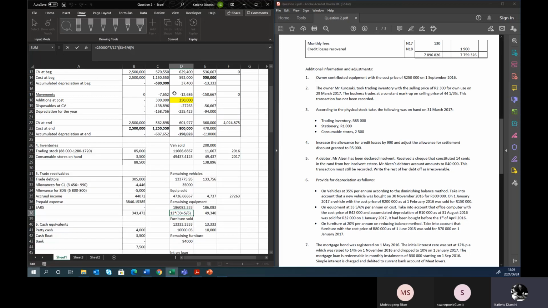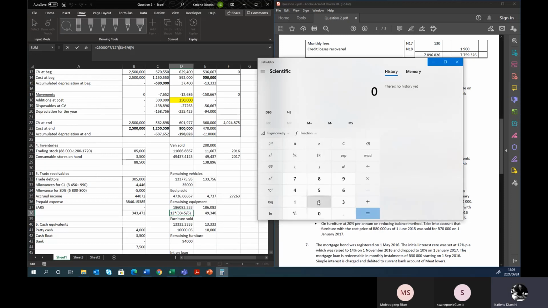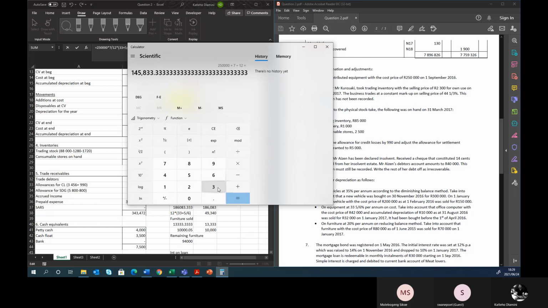Okay, I think I'm opening way too many things. But I'll do it for this one since I have it open already. 250,000 multiplied by 7 months over 12 months multiplied by, what was that percentage again? 33. Yeah, you see, this is why we need scientific calculators.